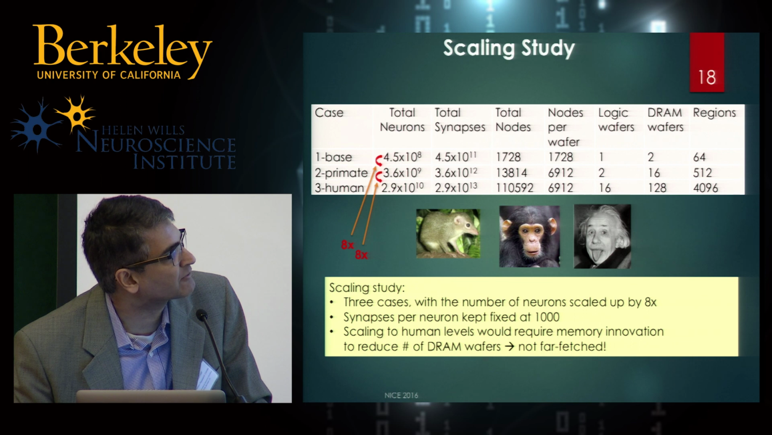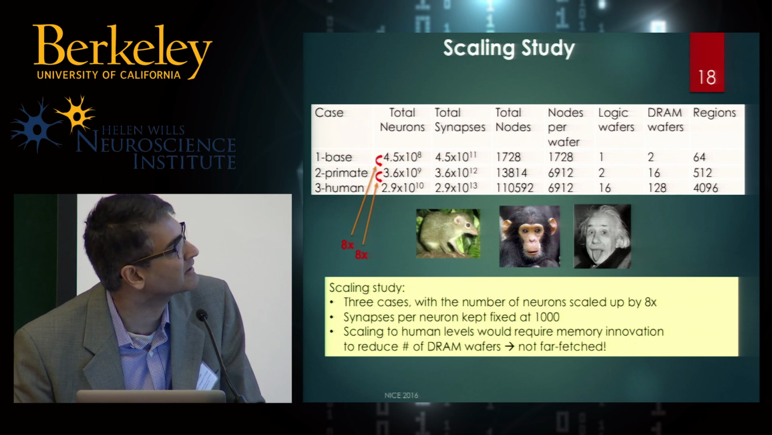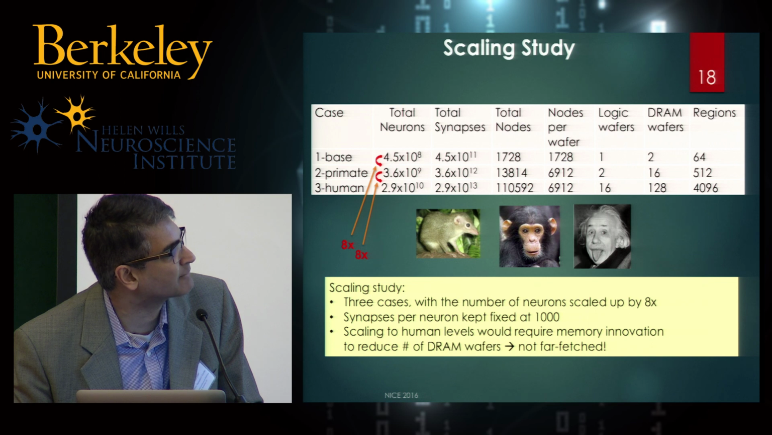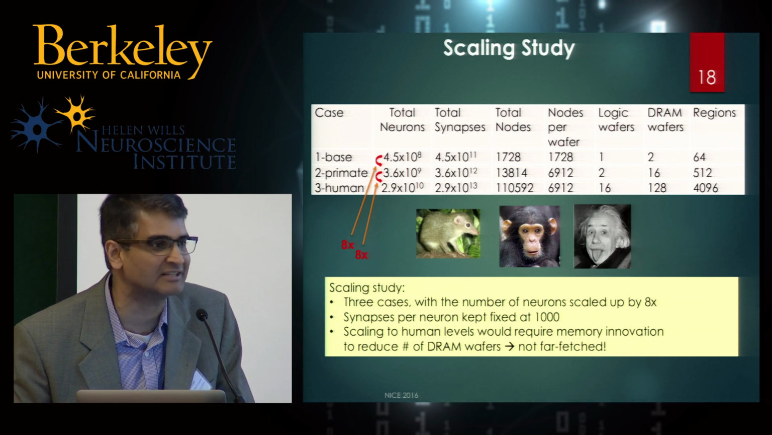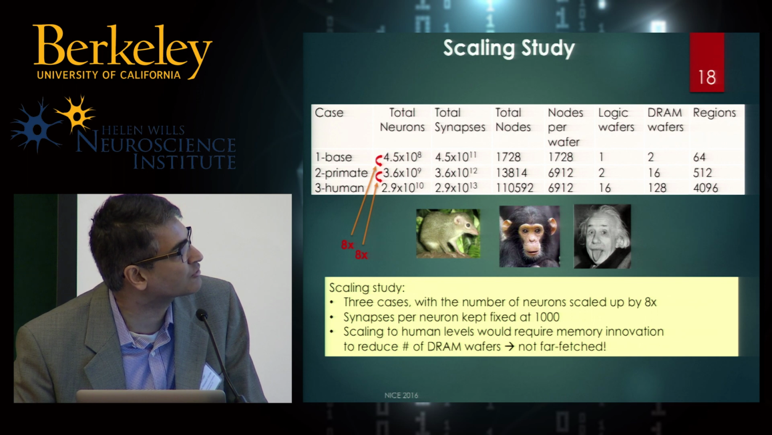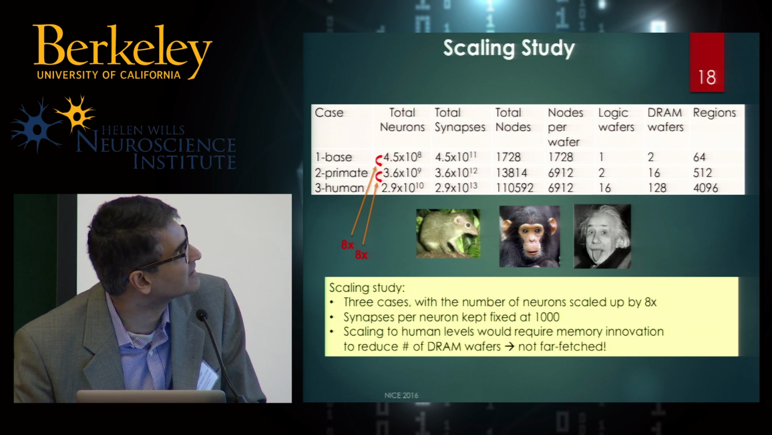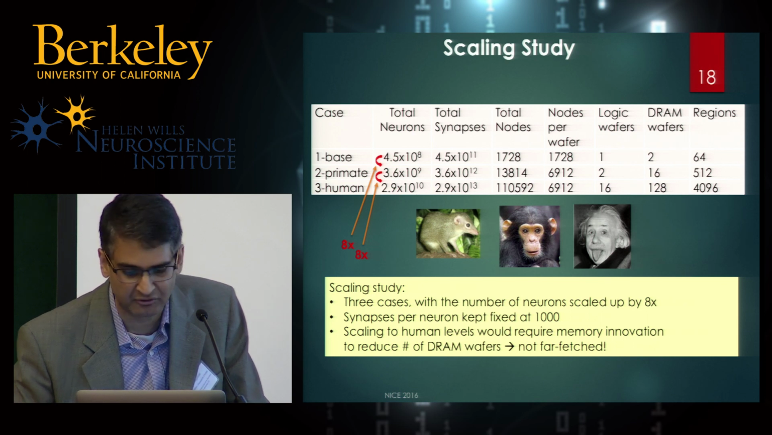And then how many memory wafers do I need if I want to maintain 1,000 potential connections per neuron. Again, for these two cases, it's still certainly very reasonable, 2 or 16. For the human case, I'm not going to stand here and try to tell you that I could actually put together 16 plus 128 wafers. That's too tall a stack. So some innovation would be needed on the memory level if we wanted to build this up to a human-scale system. And I forgot to mention that each of these represents an 8x increase in the number of total neurons.